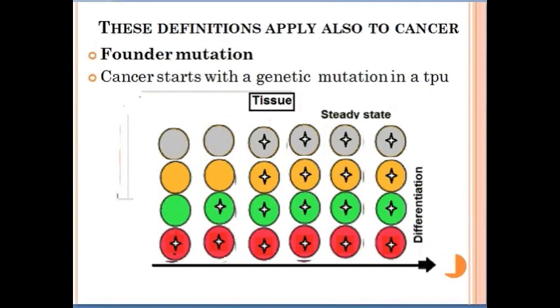cancer. So this definition applies also to cancer, and here you have how cancer evolves. It starts with a founder mutation, and it obviously hits only the stem cell, and once the stem cell mutates, its progeny also receive this mutation because they are the progeny of the stem cell.